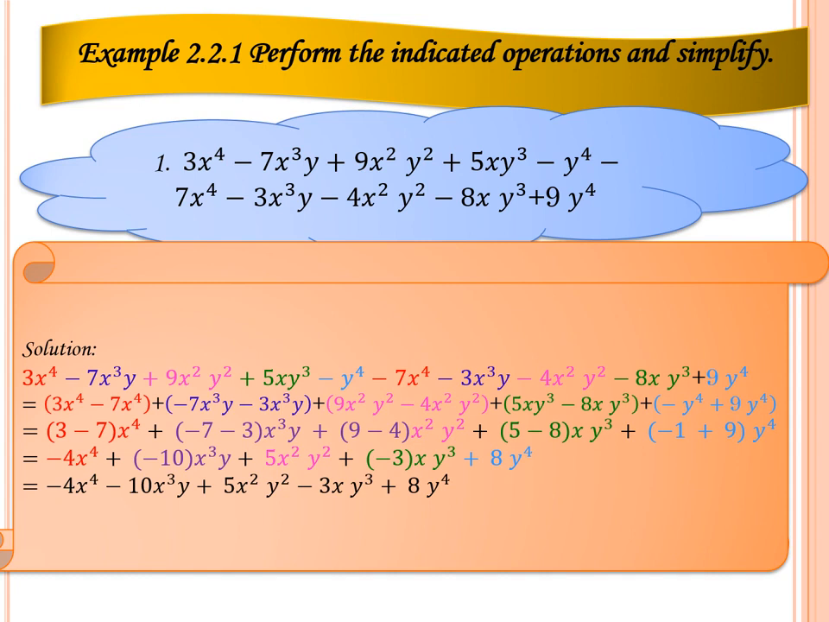So we will get the final answer. That is negative 4x to the power of 4 minus 10x cubed y, since positive times negative 10 is just equal to negative 10. Okay? Plus, copy lang natin yung third term, which is 5x squared y squared. Okay? Minus 3xy cubed plus 8y to the power of 4. Okay.